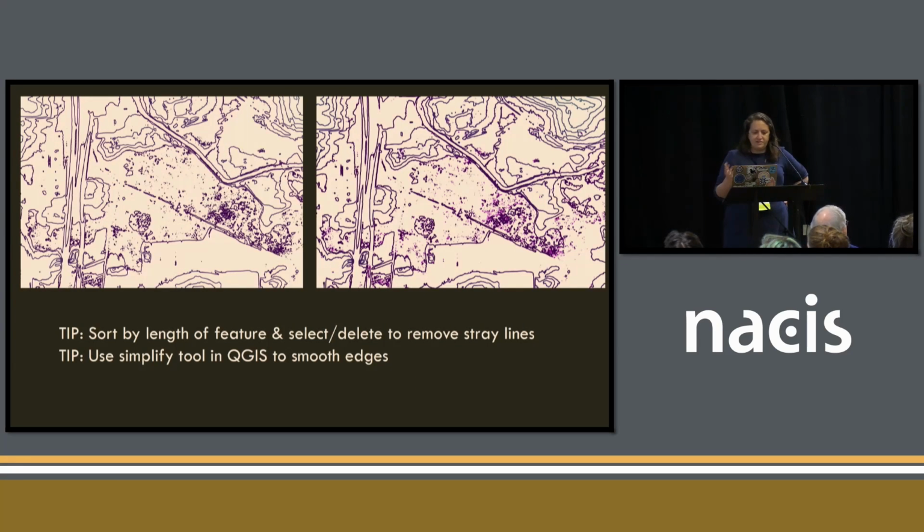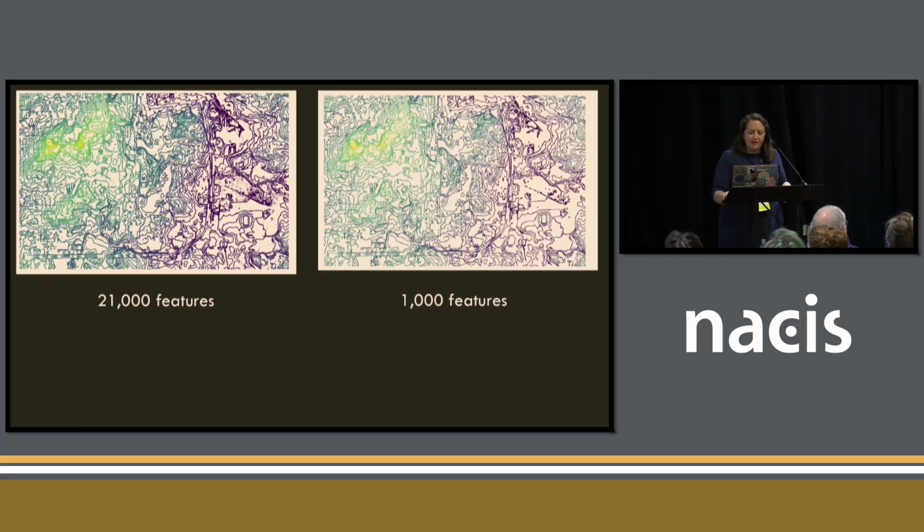Then the next thing that I did was I had this file, but there were all these tiny little features that were just like noise, and so I got rid of those by sorting the length of feature and then just deleting all of those and then doing some simplifying. And believe it or not, this is 1,000 features and this is 21,000 features, so there was no problem in getting rid of lots of features, and I still had plenty of topo contour lines to deal with.